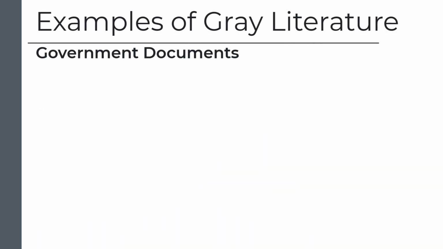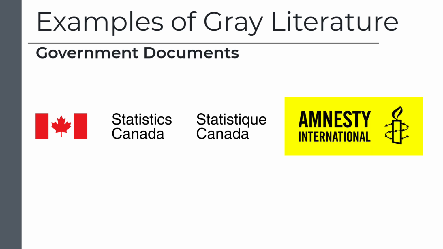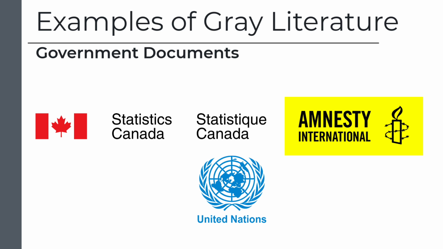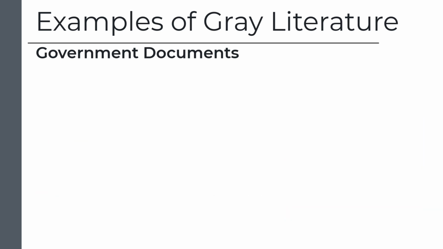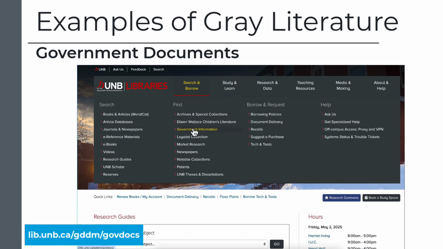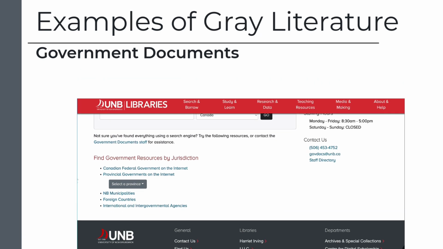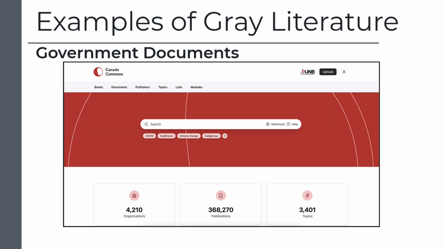Government documents. Governments and their agencies, for instance, Statistics Canada, non-governmental organizations like Amnesty International, and intergovernmental bodies such as the United Nations publish a vast array of documents containing data and information not found in academic journals or books. UNB Library's Government Documents webpage directs you to Canadian, federal, provincial, and municipal resources as well as international resources. Explore also the UNB Library's subscription to Canada Commons for national policy research.